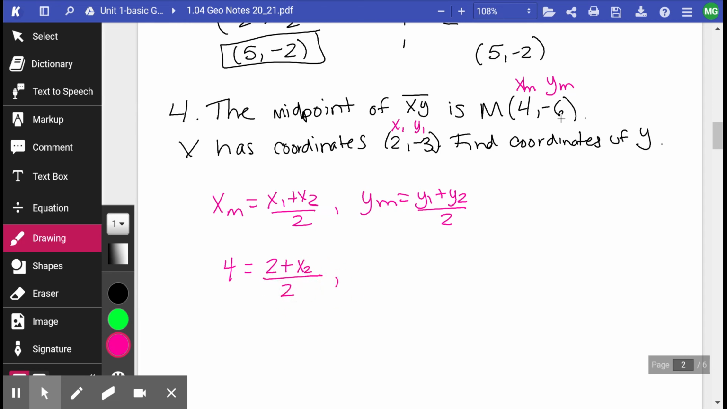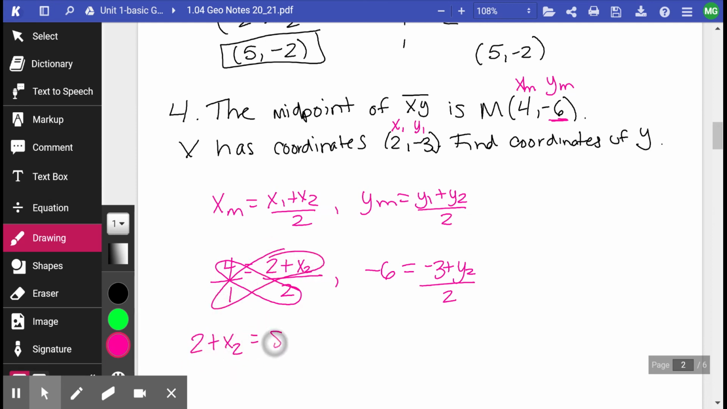And then y sub m is our -6, the y coordinate of our midpoint. Y sub 1 would be -3. We don't know y sub 2. That's what we're looking for, divided by 2. Now I would take 4 over 1, put it over 1, and we have a fraction equal to a fraction, so cross multiply. So I get 2 plus x sub 2 equals 4 times 2, which is 8. And subtract over the 2 to get 6.